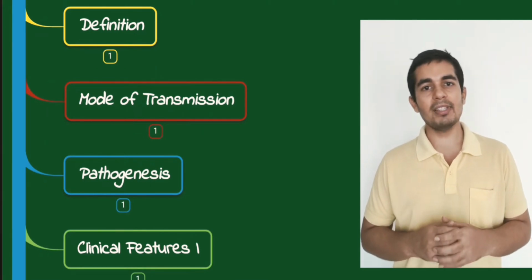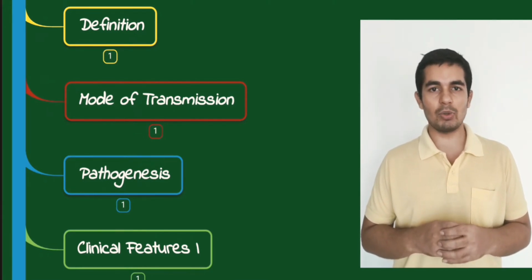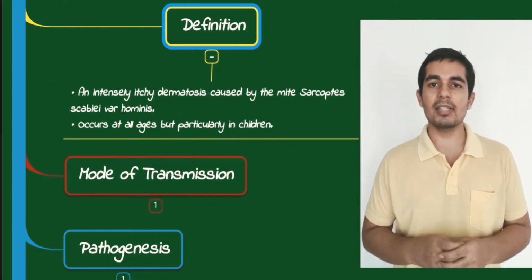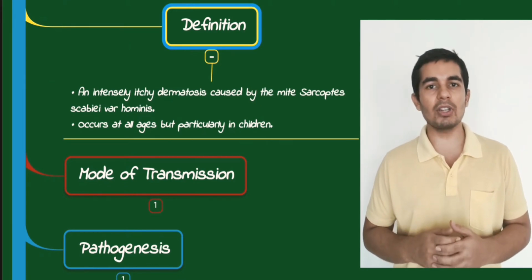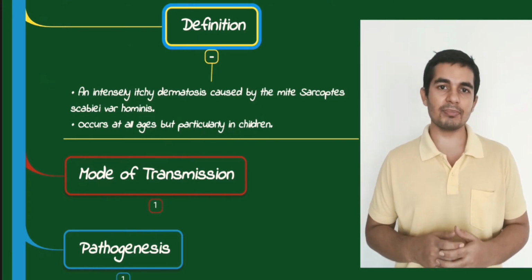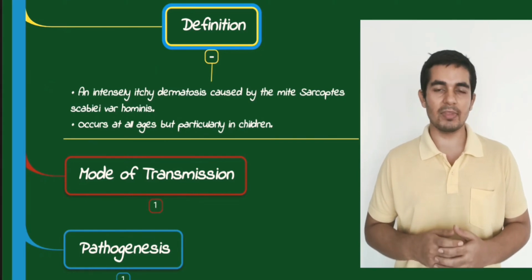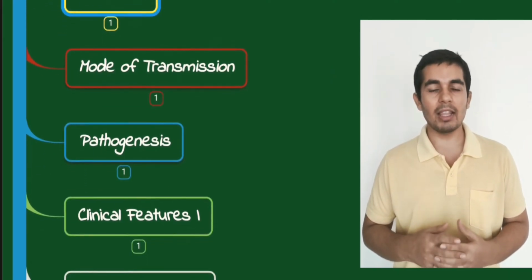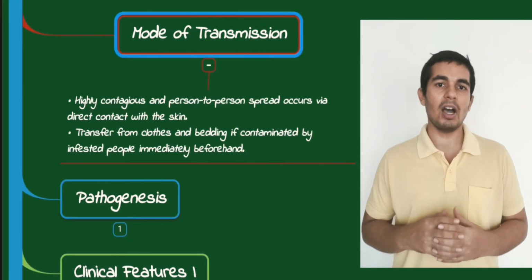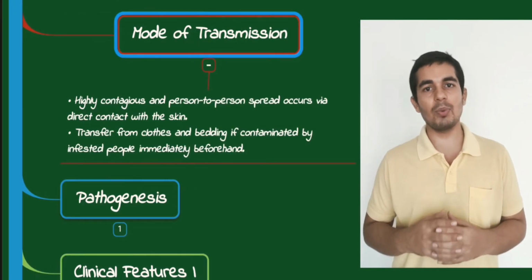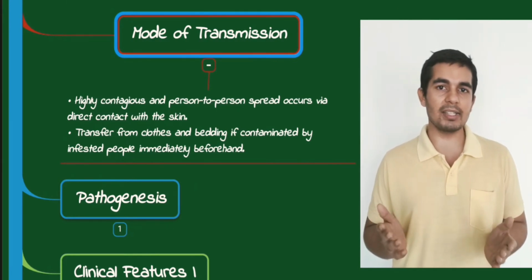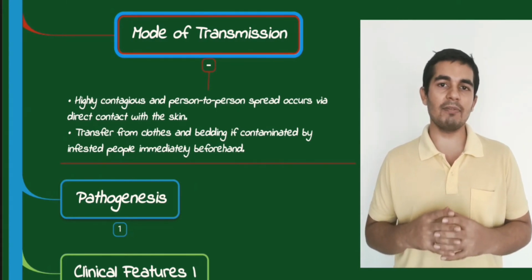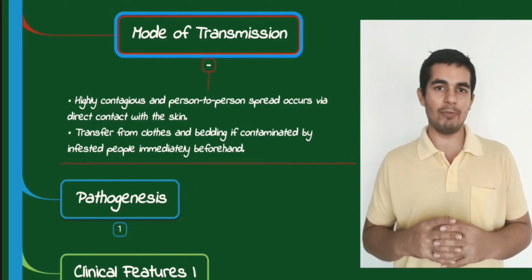Now, scabies is an intensely itchy dermatosis caused by the mite Sarcoptes scabiei var hominis. It occurs at all ages, but it is more particularly seen in children. The mode of transmission. It is highly contagious and the person-to-person spread occurs via direct contact with the skin. There is a transfer from the clothes and beddings if they are contaminated by infested people immediately beforehand.